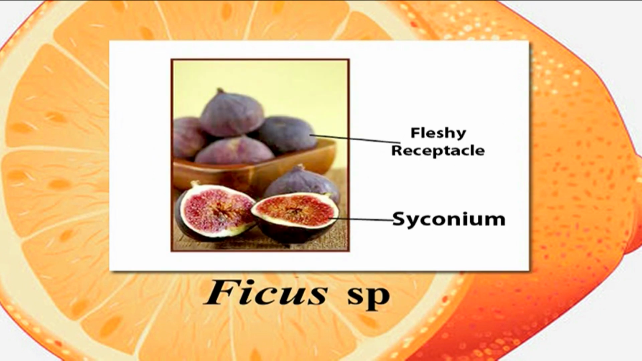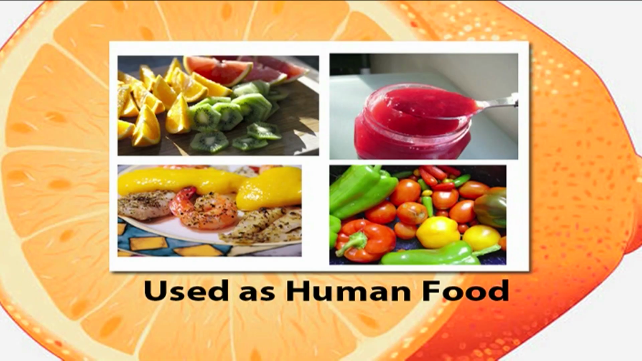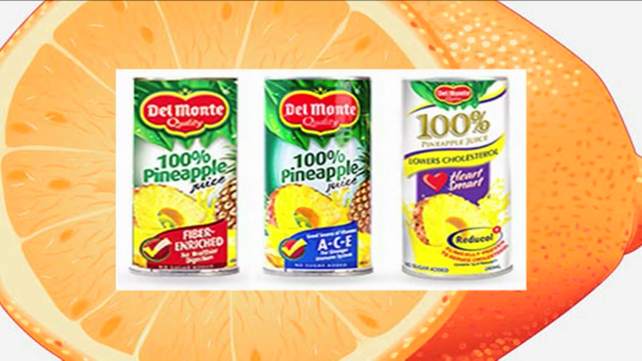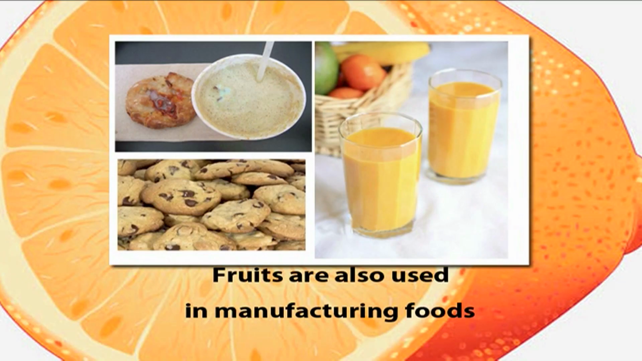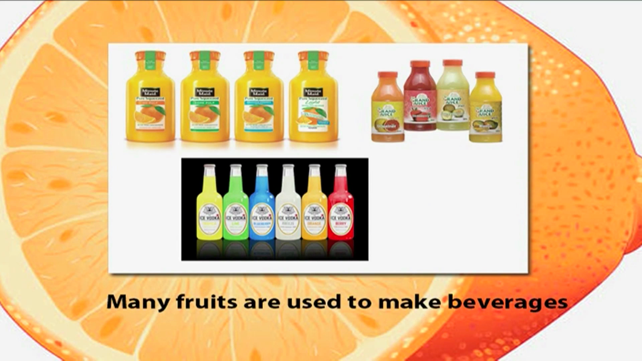Example, Ficus species. Economic importance. Many fruits, including fleshy fruits such as apple, peach, pear, watermelon, are commonly used as human food, eaten both fresh and processed as jams, juices, etc. Fruits are also used in manufacturing foods like cookies, yogurt, ice creams, cakes, mango shakes, etc. Fruits are also used for gift giving. Example, fruit baskets. Many fruits are used to make beverages such as fruit juices or alcoholic drinks.